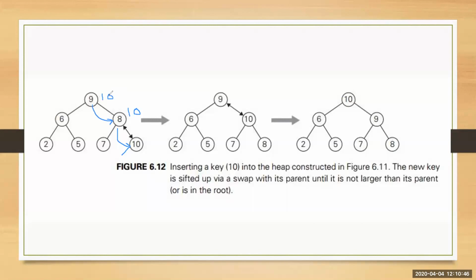So the point is, until the parental dominance holds or until it reaches the root node. Now 10 has reached the root node. If it has reached the root node, then take this 10 and copy it in the place of 9. So 9 is overwritten by 10. So this is how in the last step you can see 10, 9 and 8. Now it has formed a heap.